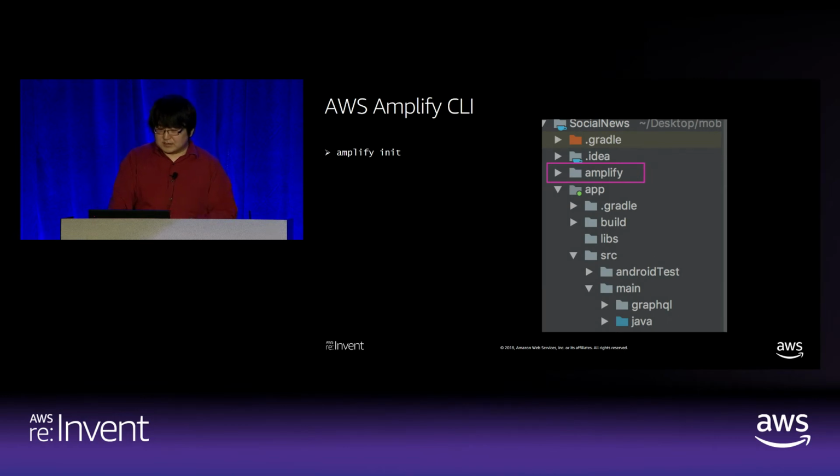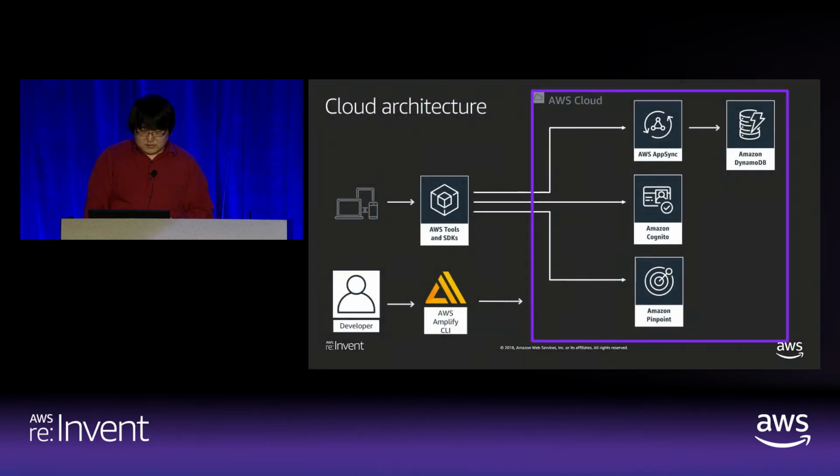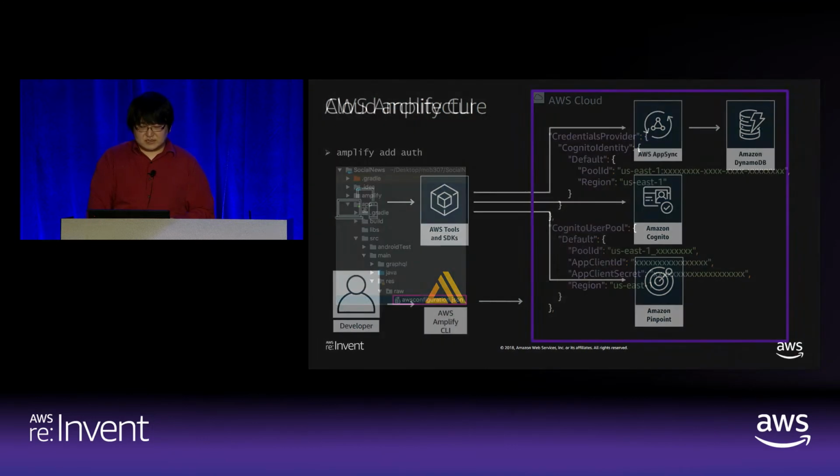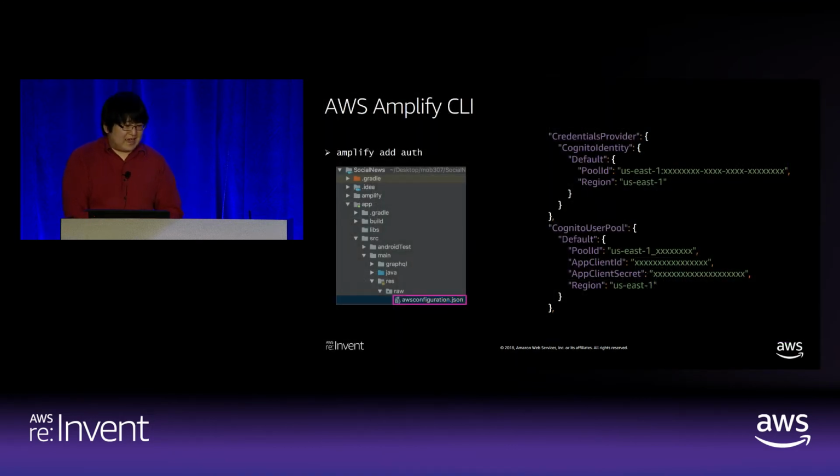So to get started, we say amplify init. So inside of your simple Android app, you'll see that an Amplify folder is added. This is where we'll be keeping a lot of metadata and state for your project. Then we'll look at how to actually provision these resources once your project is initialized. We'll call amplify add auth.